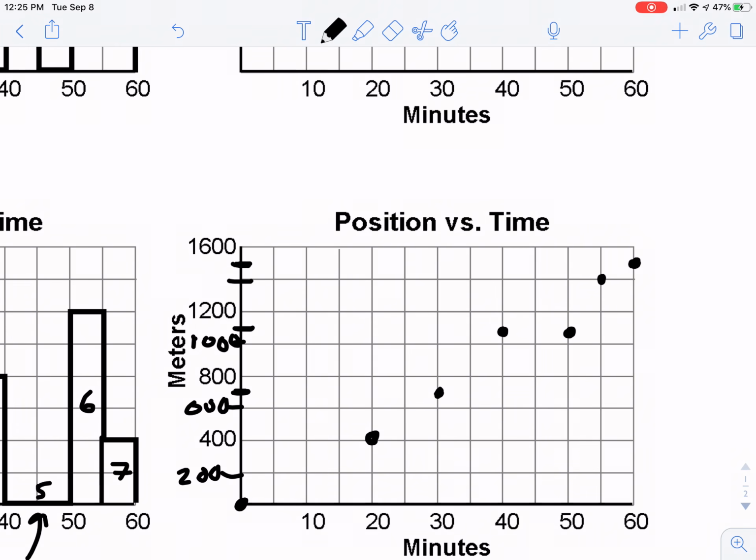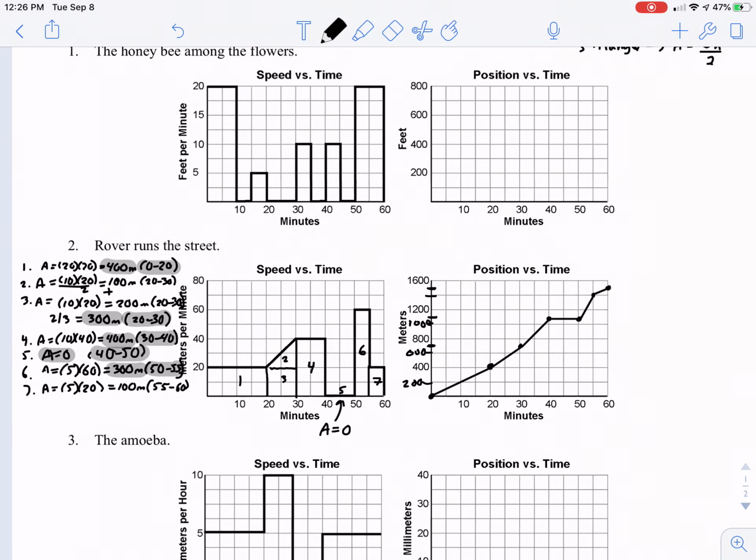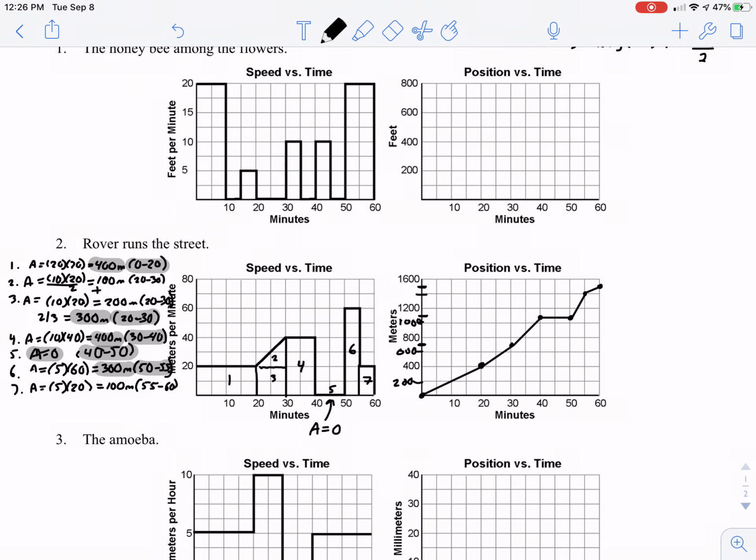Okay, now the last thing we need to do is simply connect these dots to create our position time graph. So here's our first segment, our second segment, our third segment, our fourth segment where we had no area. Oops. 6 and 7. This is how we construct a position time graph from a speed time graph.